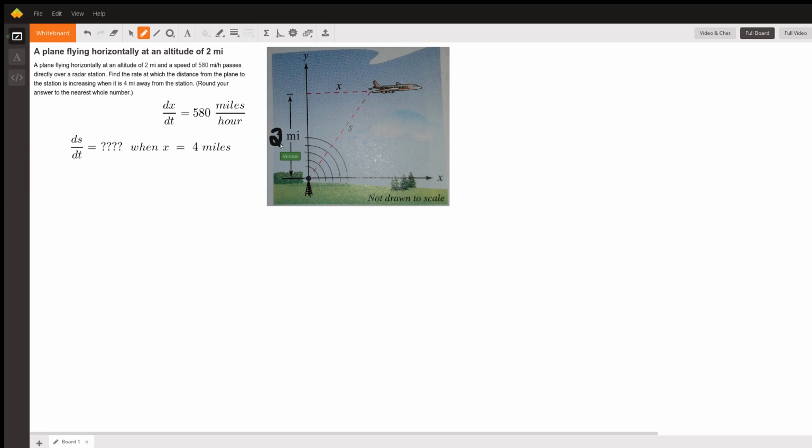Okay, so the 2 miles is fixed. The speed is how quickly x is changing, so it's dx/dt, and it's 580 miles an hour. And we want the rate of change of the distance from the plane to the station. That's going to be this variable s, so we want ds/dt when x is 4. If you look at this, what you see is a right triangle. And we're interested in the sides and the hypotenuse, so we can use the Pythagorean theorem and say that 2 squared plus x squared equals the hypotenuse squared, which is s squared.